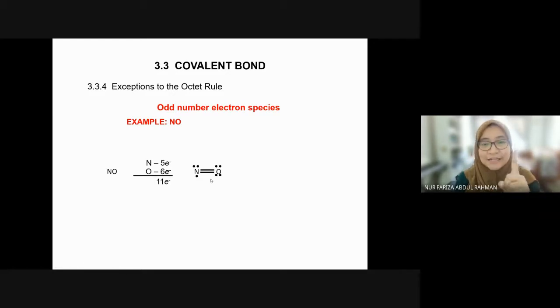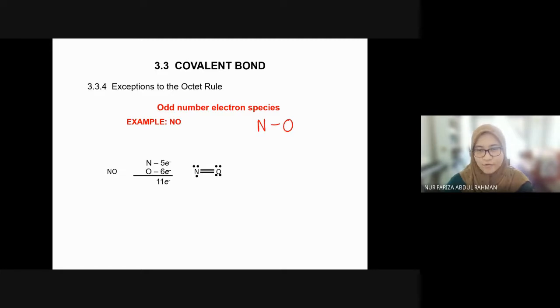But we still have to select which of these atoms will behave as the central. Why? Later when we do the calculation, we have to distribute electrons to the terminal atom, so we have to decide who first. So in this case we will go for nitrogen as the central. You see? Okay, so let's start from the beginning, NO.